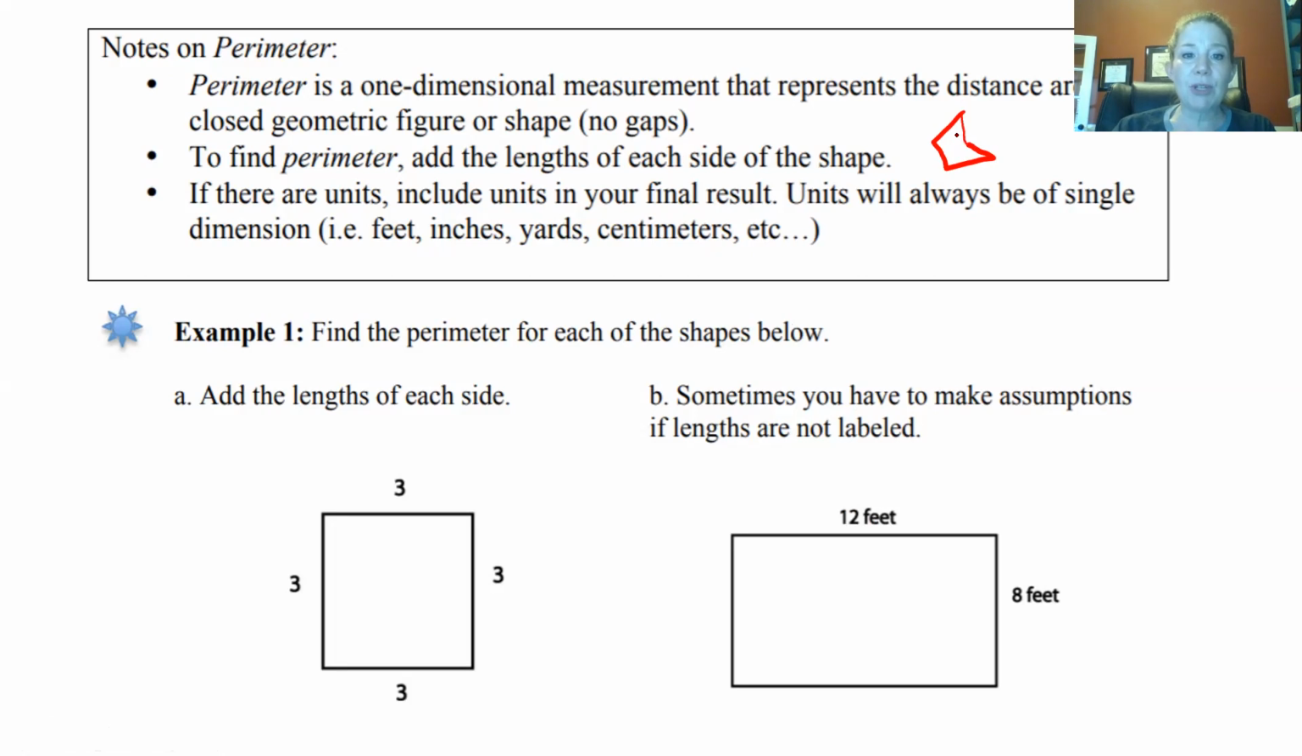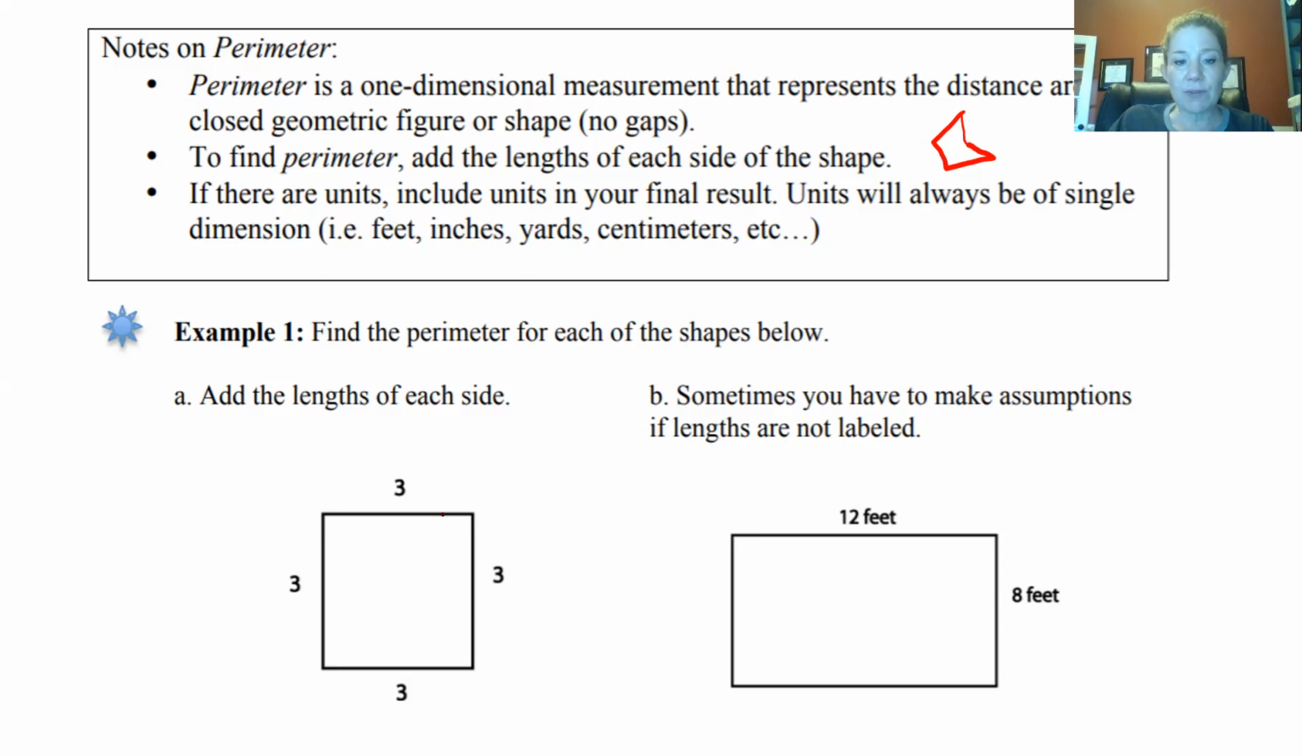All right, to find perimeter, add the lengths of each side of the shape. If there are units, include units in your final result. Units will always be of single dimensions, for example, feet, inches, yards, centimeters, etc.